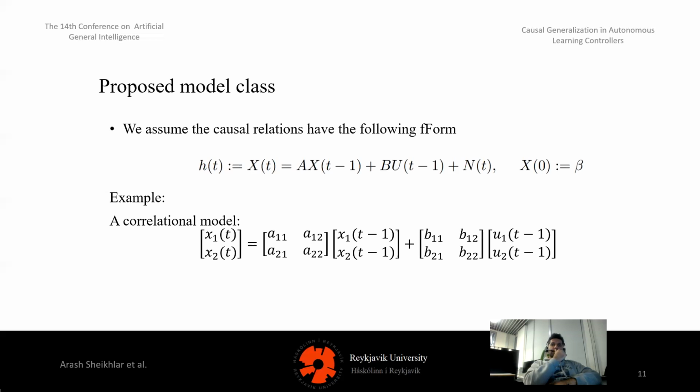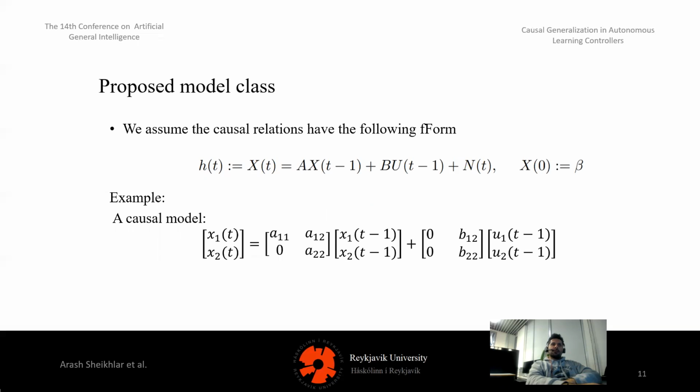But let's see an example to see how this removing process might be done. In this example, let's assume that we have an environment that has two observables and two manipulables, or two input variables. And let's also assume that x1 has no causal influence on x2. Then the relevant component in A, which is A21, has to be 0. So the causal model becomes something like this.